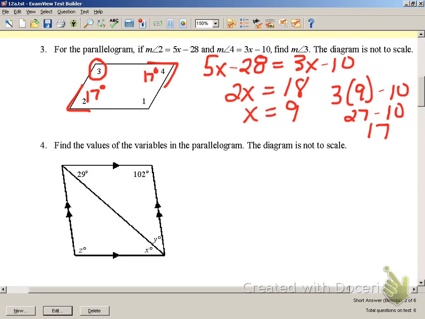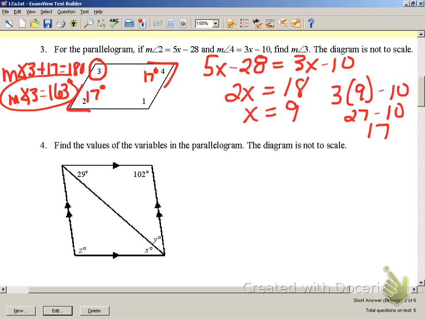So I need to now find the measure of angle 3. And since 3 is supplementary to both 2 and 4, we will say the measure of angle 3 plus 17 degrees equals 180 degrees. Solving for the measure of angle 3, so 163. We didn't just want to know x, it didn't want to know angle 2 or 4. It wanted to know the value for angle 3.